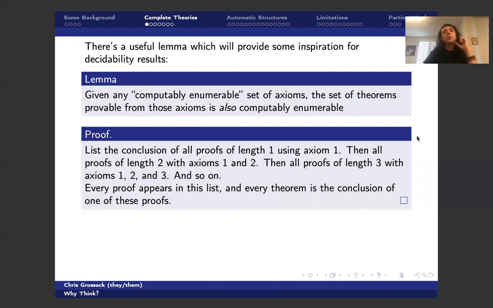And so we want to know, how do I list all theorems? Well, I look at my first axiom and I look at all proofs of length 1 that use my first axiom. And then I look at all proofs of length 2 that use my first 2 axioms. And then I look at all proofs of length 3 that use my first 3 axioms. And I proceed in this way. And every theorem is the conclusion of some proof. And every proof only uses finitely many axioms and is only finitely many lines long. So every theorem shows up somewhere on this list.